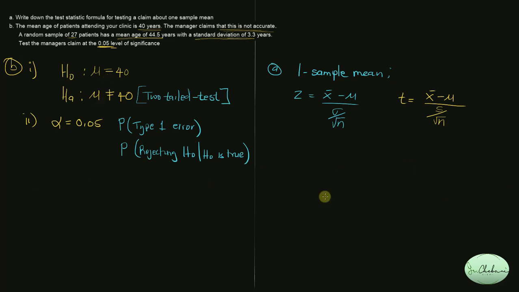And then step 3, we identify our sample statistics. It's easy, our sample statistics have been given in the question. Let's just list them. We have n, which is the sample size. N here is 27, that's our sample size. We also have the sample mean, which is 44.5 years. And then we have the sample standard deviation, which is 3.3 years.